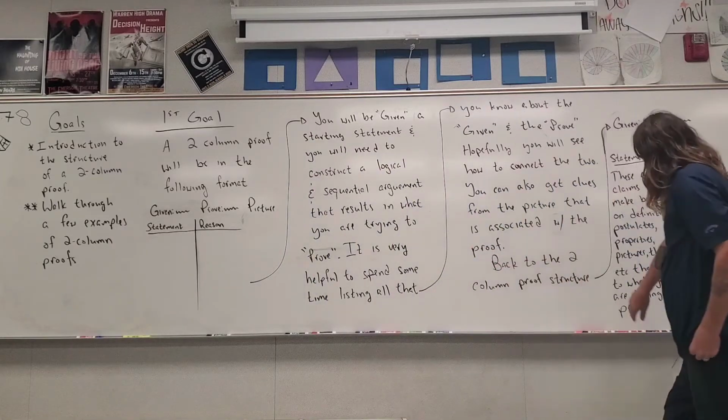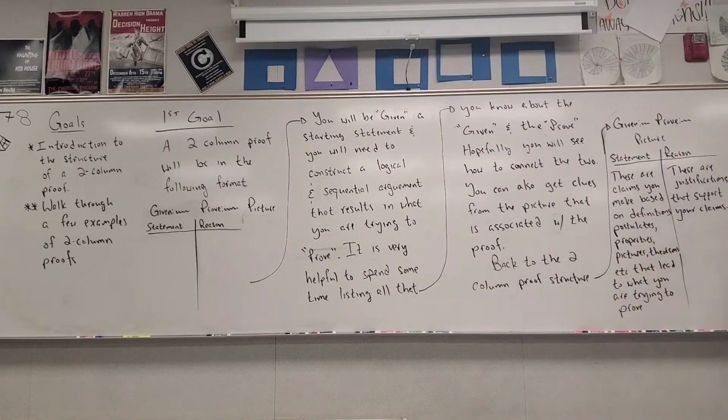All right, back to the two-column proof structure. We've got our given, we're going to prove that it's that, and we have our picture. The statements are the claims that you make based on definitions, postulates, properties, pictures, theorems, etc. that lead to what you're trying to prove. On the reason side, these are your justifications that support your claims.